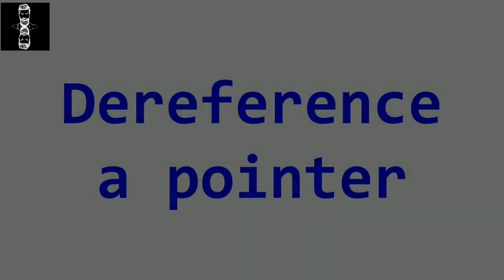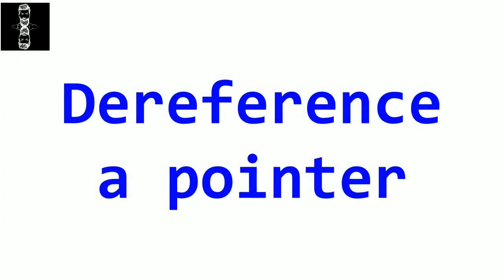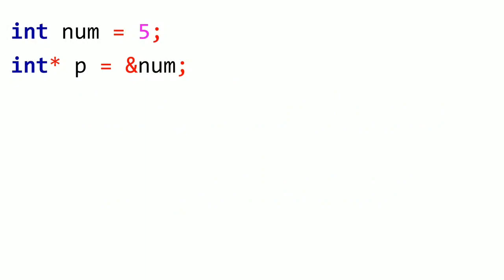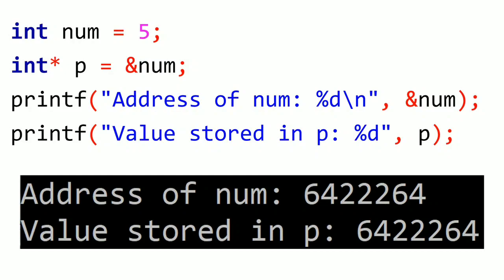See you there. Welcome to this video where we will learn how to dereference a pointer. In other words, how to access the value of the pointed variable. Let's take the example of the last video. We have the variable num of type int and initialized to 5. Then we created a pointer p that we initialized to the address of num. So now p holds the address of num, right? So if we print the value stored by our pointer and the address of num, they will be the same.